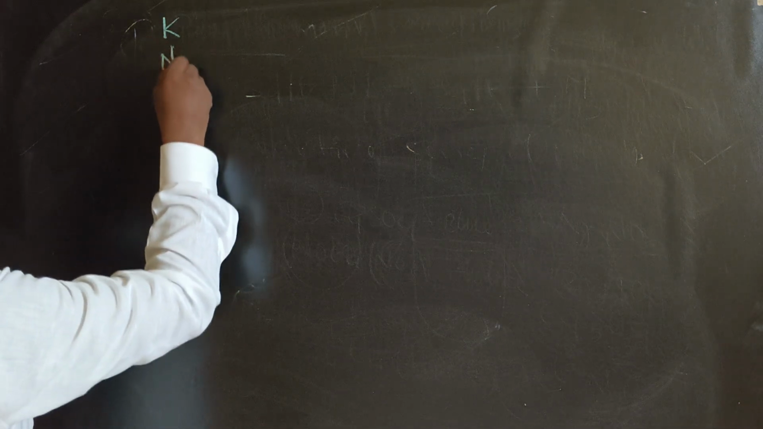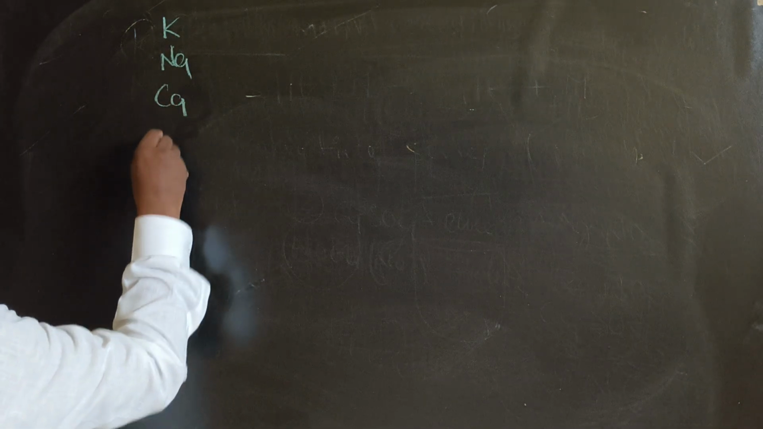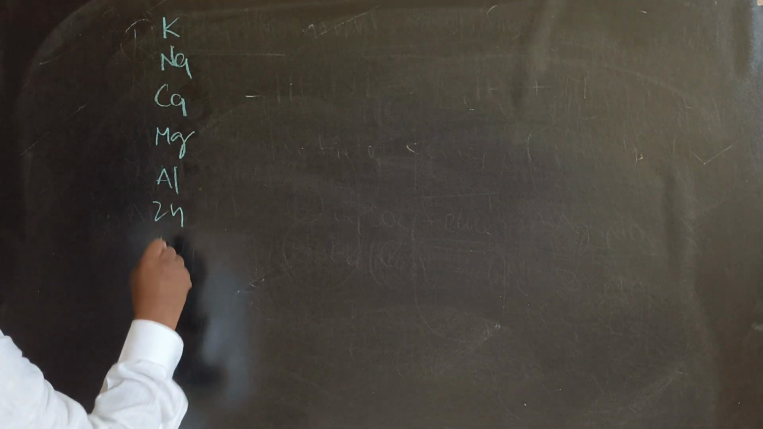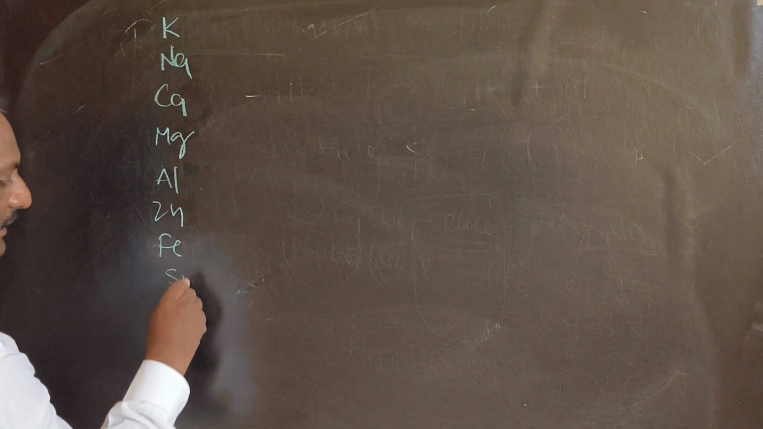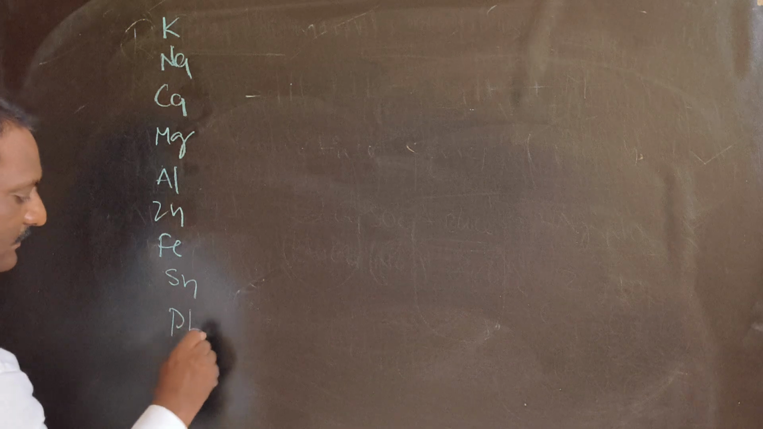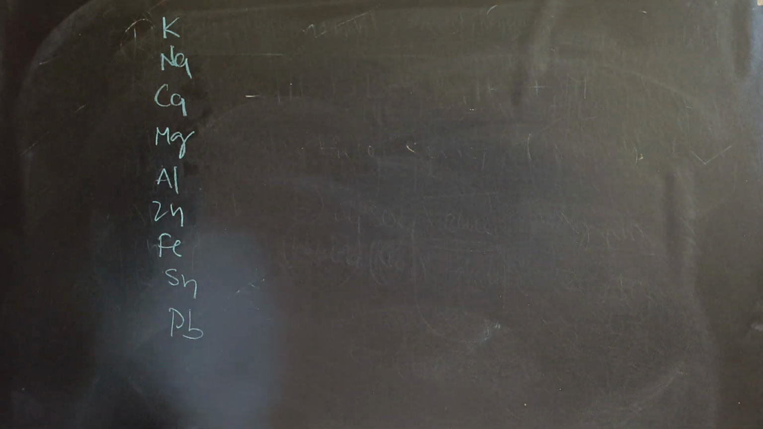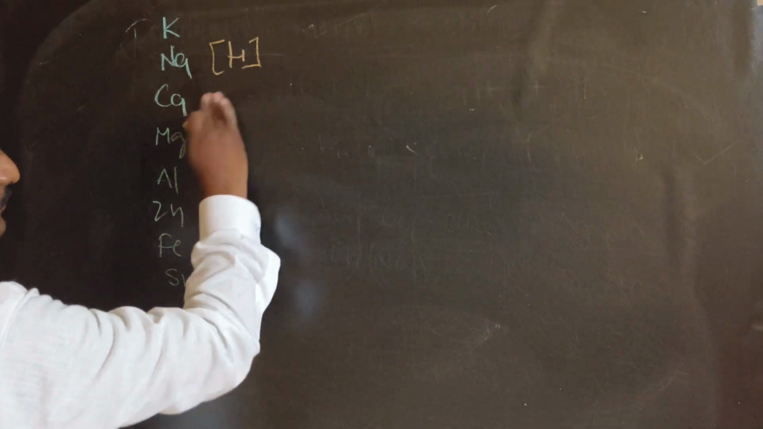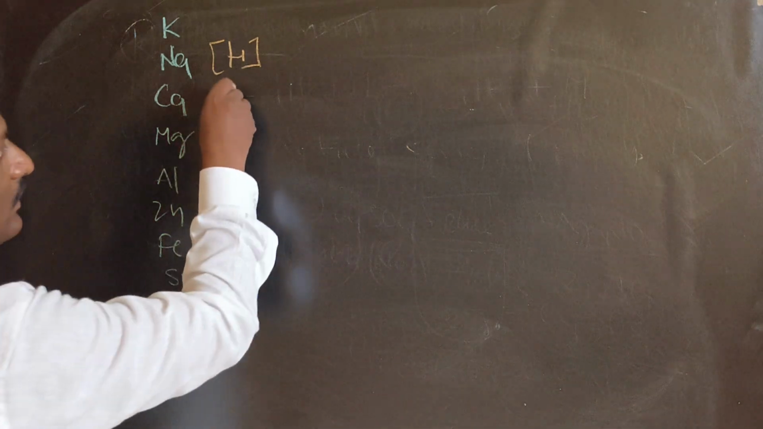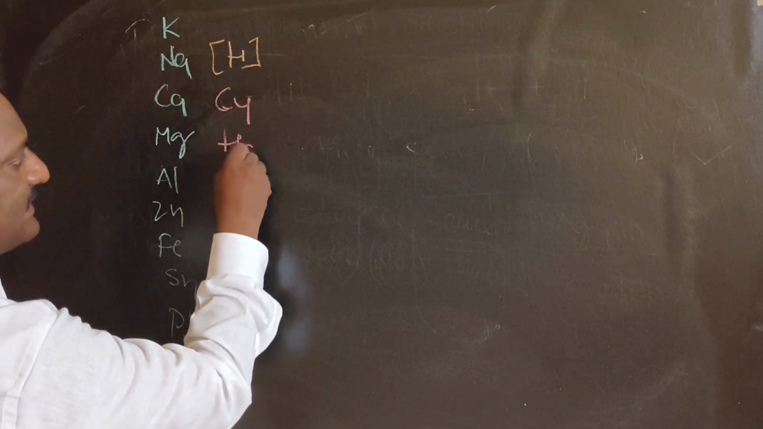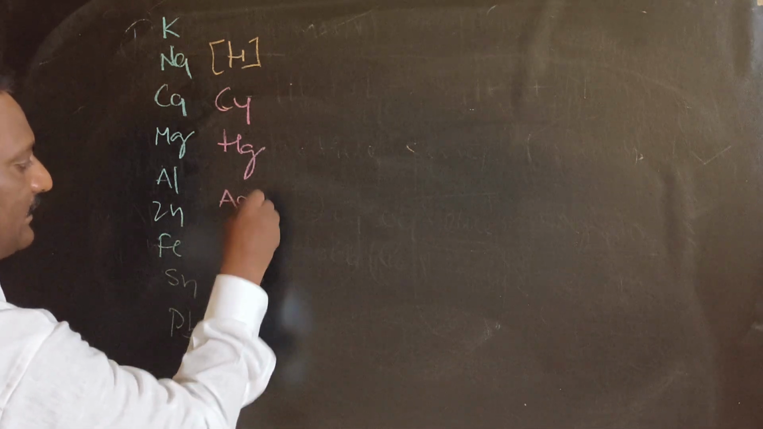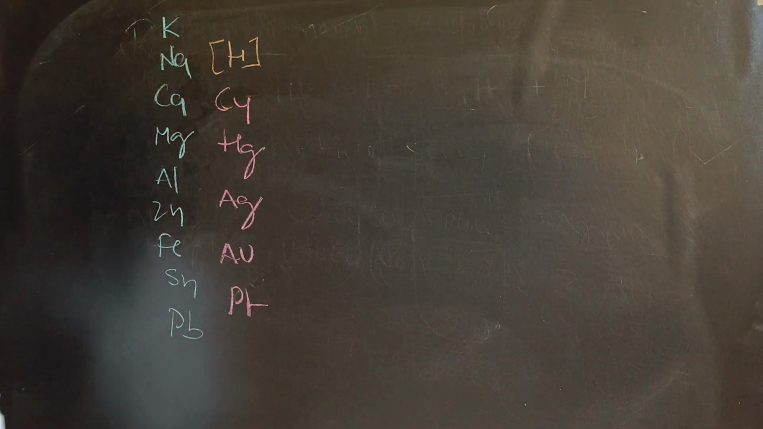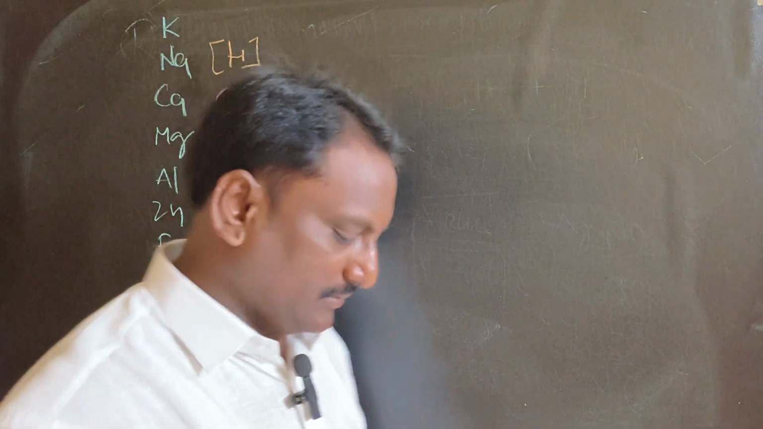Potassium, sodium, calcium, magnesium, aluminum, zinc, iron, tin, lead, hydrogen, copper, Hg, Ag, Au and Pt. Please remember this one. Reactive series of metals.